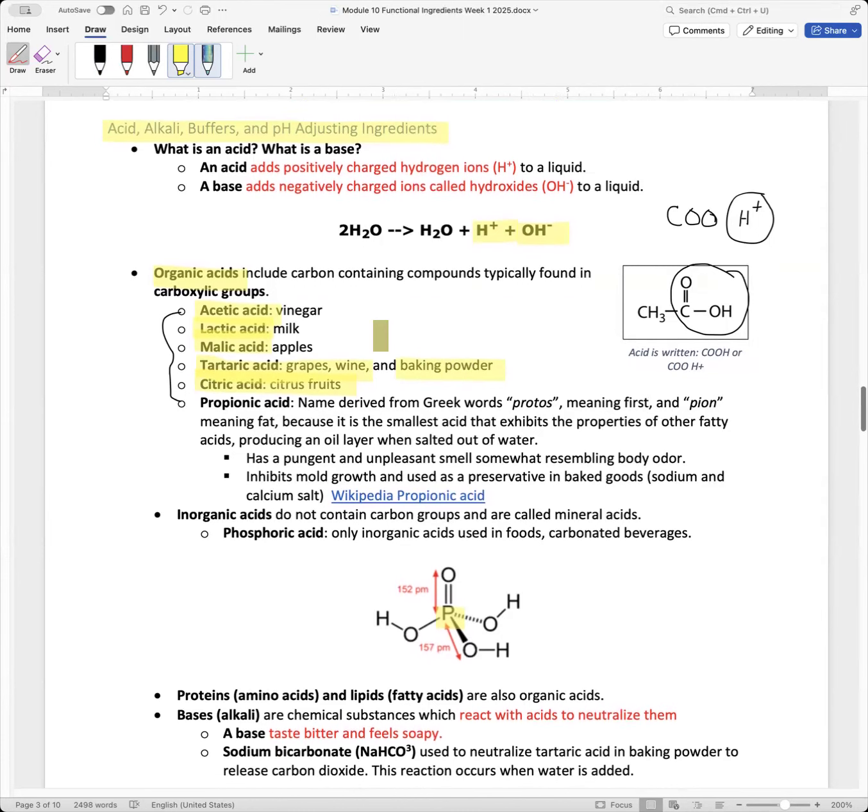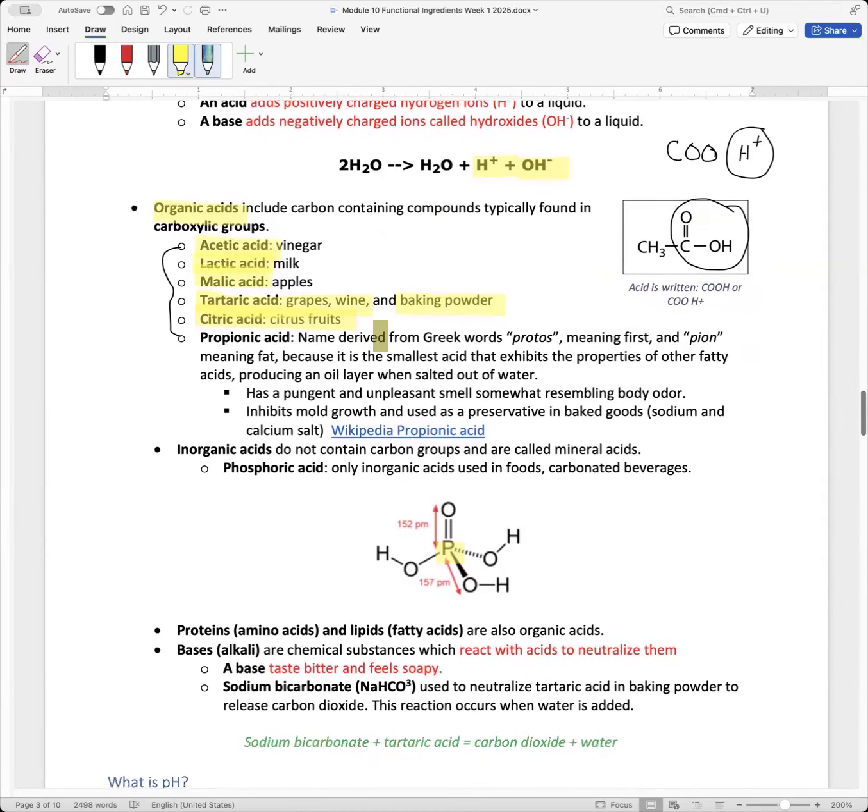So these are the main ones that we use. And each one of these has a different flavor. So if you were adding them to something, citric acid has a different flavor than malic or lactic acid.